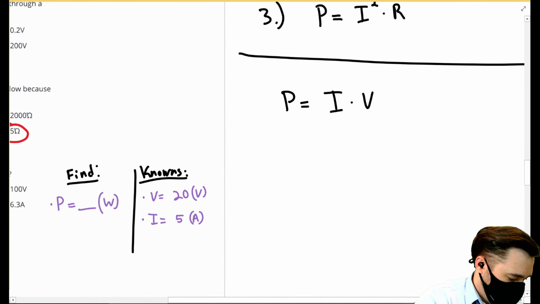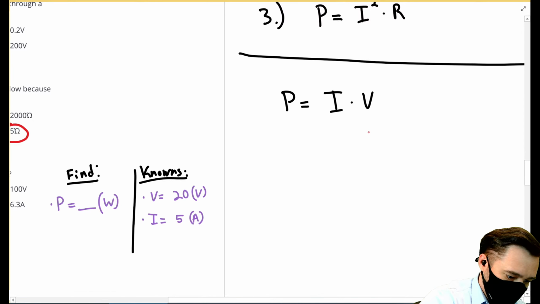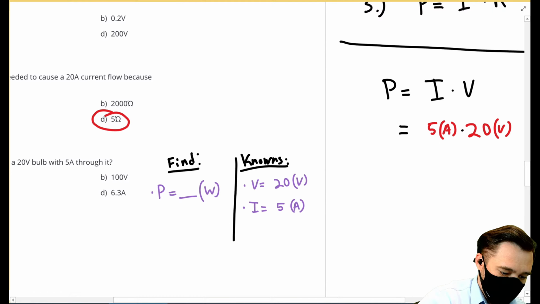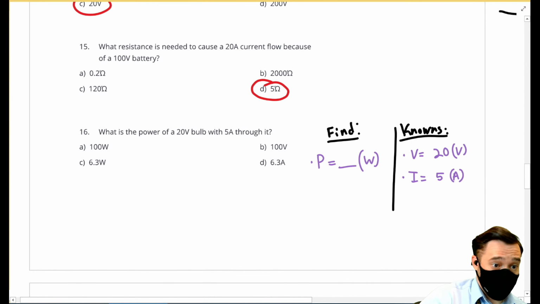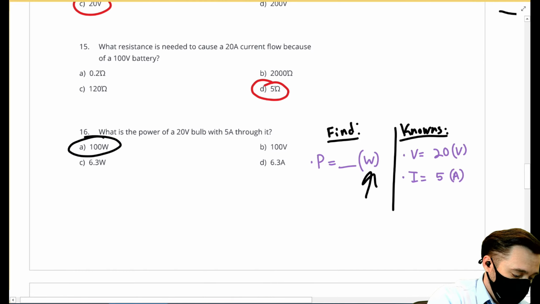All right. And I'm already trying to solve for P, and my equation already has that set up. So I need to plug in the values. So voltage is 20 volts. And then my amps is 5. So 20 times 5 is, there we go. And it needs to be in units of watts, so 100 watts.